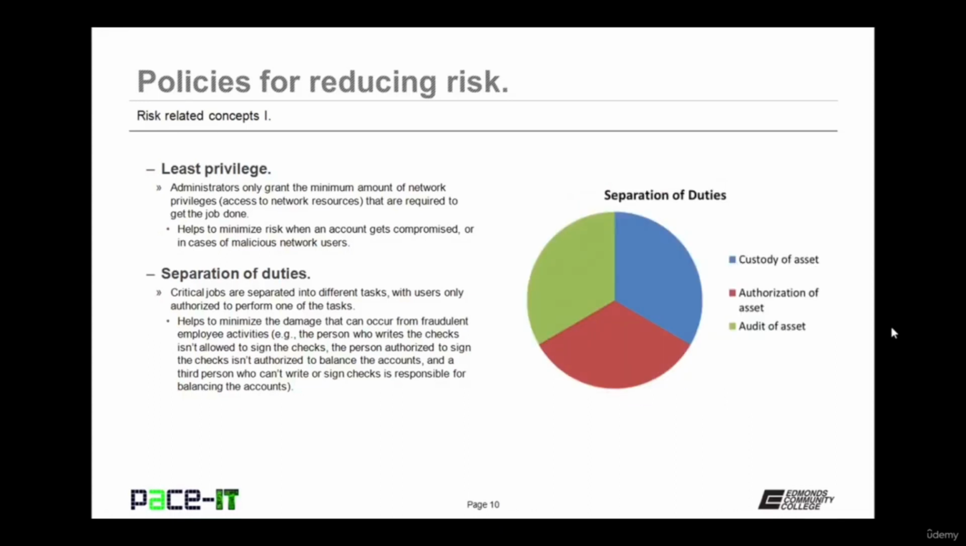Then there's a separation of duties policy. Critical jobs are separated into different tasks with users only authorized to perform one of those tasks of the critical job. This helps to minimize the damage that can occur from fraudulent employee activities, as it would require more than one employee to take part in those fraudulent activities in order for it to be a success, and it's a whole lot harder for fraud to take place when there's more than one person involved.